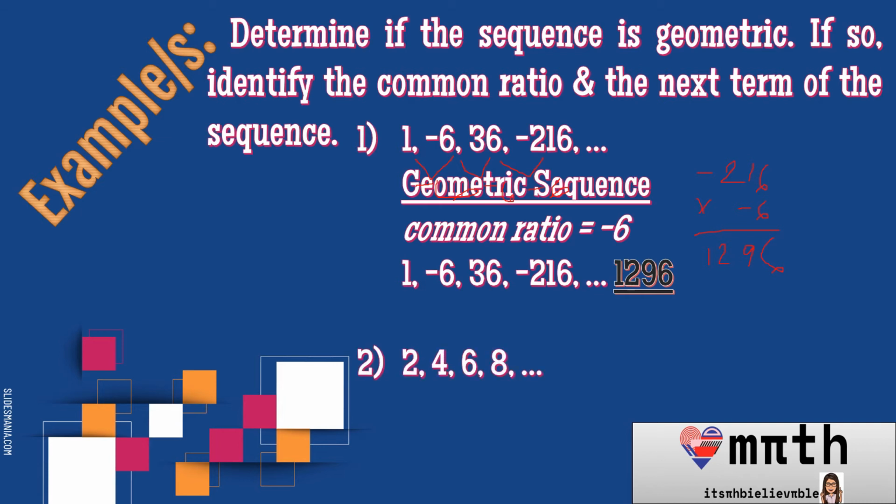Okay, for example number 2, we have the sequence 2, 4, 6, and 8. Let us get first if there is a common ratio. 4 divided by 2, that will be 2. 6 divided by 4, that will be 1.5. So from there, already on the first three terms, we have noticed already that the ratios are different. So we can say that there is no common ratio. And if there is no common ratio, this is not a geometric sequence.